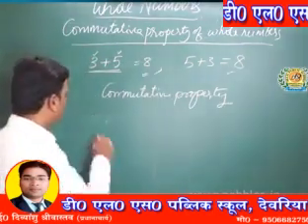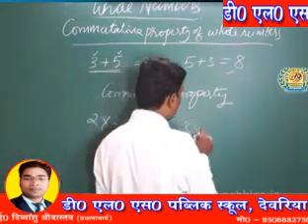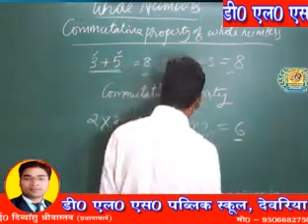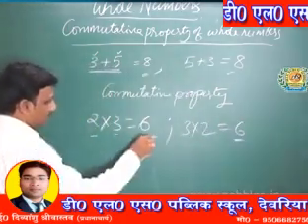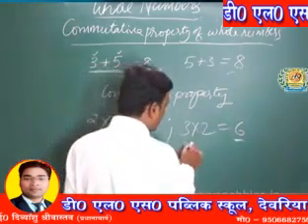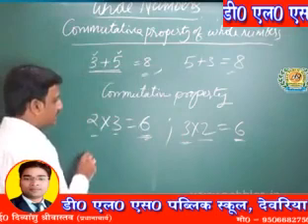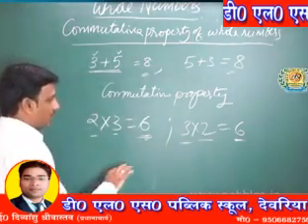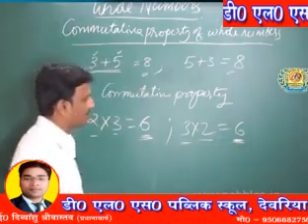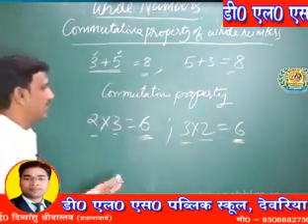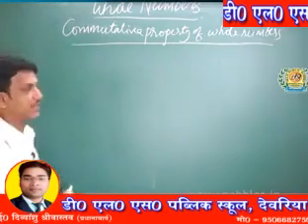Now let us see multiplication. 2 into 3 equal to 6. 3 into 2 equal to 6. Here we have two whole numbers multiplied, we got a result, the product, and here the same numbers but the order of the pair is changed. Even though the order of the pair is changed, the result is same. So the whole numbers are commutative in case of multiplication also. Commutative property of whole numbers.